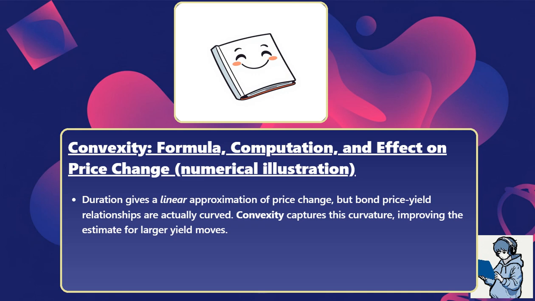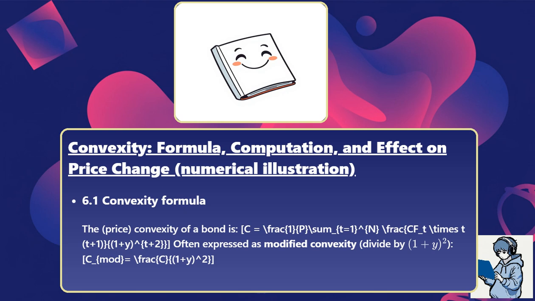Duration gives a linear approximation of price change, but bond price-yield relationships are actually curved. Convexity captures this curvature, improving the estimate for larger yield moves. C equals 1 divided by P times the sum from T equals 1 to N of cash flow sub T times T plus 1 divided by 1 plus Y raised to the power of T plus 2. Modified convexity C mod equals C divided by 1 plus Y squared.